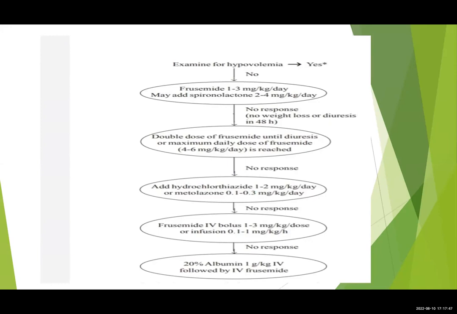If you fail to control edema by giving furosemide and thiazide, you can give 20% albumin, 1 gram per kg IV, followed by IV furosemide. This will cause shifting of the fluid from outside the vascular compartment to inside the vascular compartment, and giving furosemide will decrease the fluid and decrease the level of the edema.